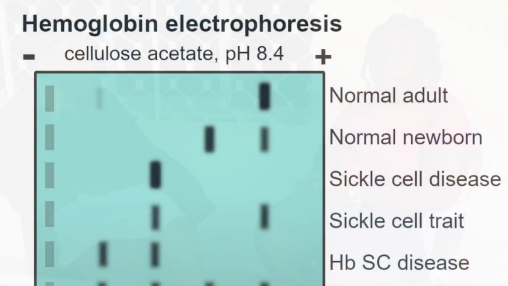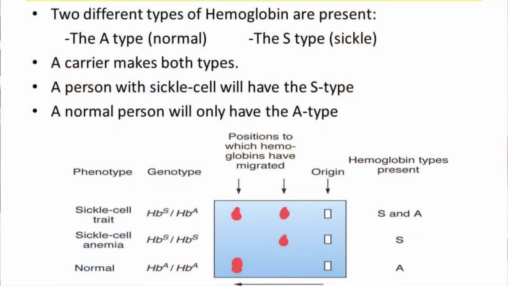How is the disease diagnosed? Sickle cell disease is diagnosed with a test known as HB electrophoresis. HB means hemoglobin. So you go to the lab, the doctor prescribes an HB electrophoresis, and this will tell you if you're AA, AS, or SS.